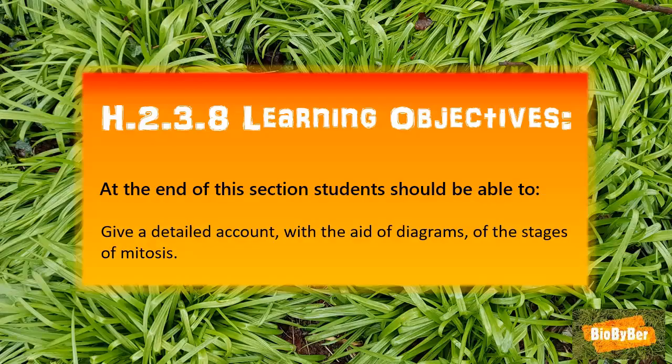Hi biologists, let's start by looking at the learning objectives for this lesson. At the end of this lesson and following the biology syllabus, you should be able to give a detailed account with the aid of diagrams of the stages of mitosis. What does this actually mean? What are we trying to learn? Well, it's straightforward enough. You have to be able to describe in detail, with the help of diagrams, the process of mitosis.